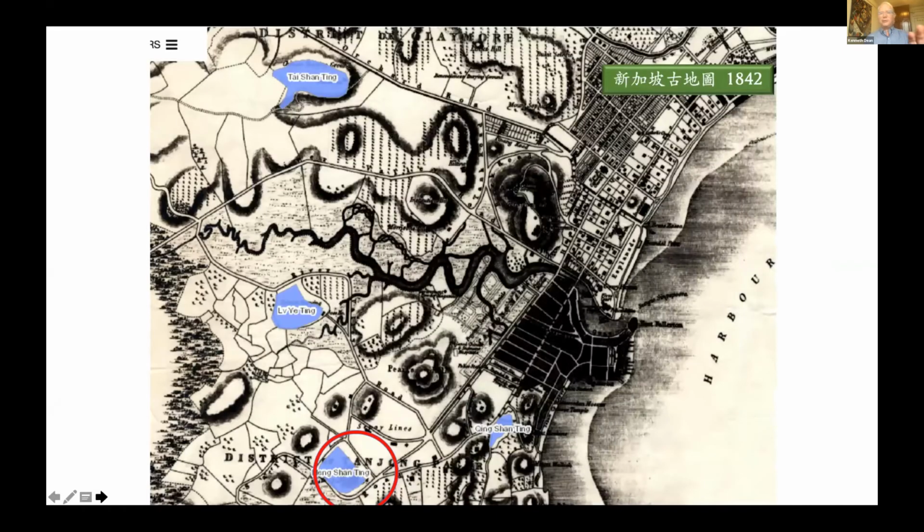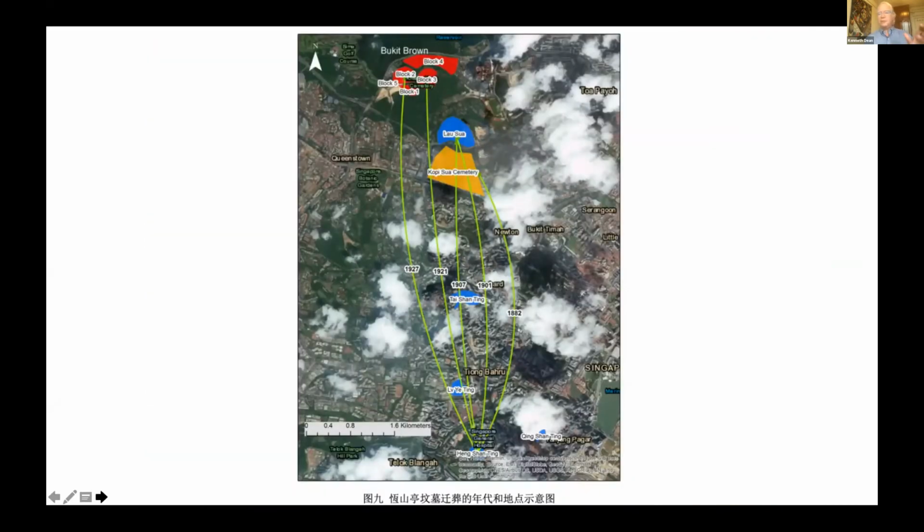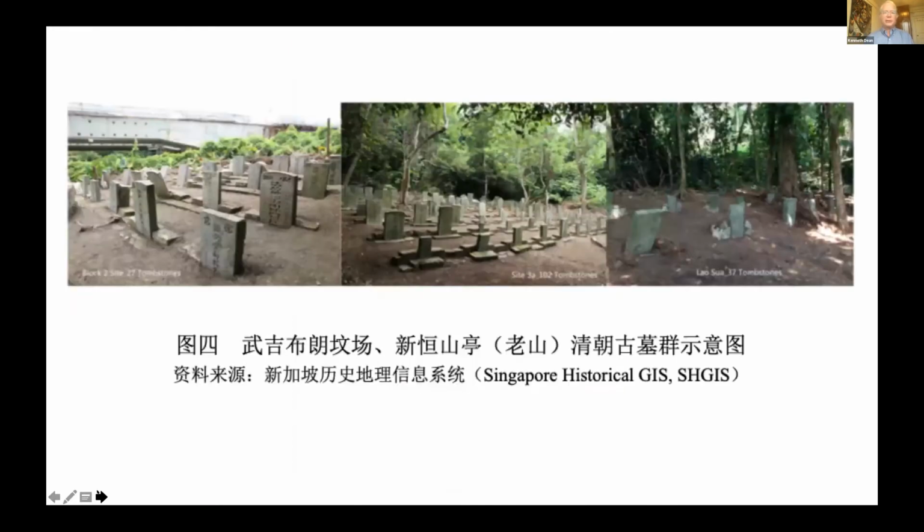These early cemeteries of the different dialect groups around old Singapore, we've been able to figure out their locations and the movements of the tombs out of them into the Bukit Brown and surrounding cemeteries that took place around the end of the 19th century and early 20th century, into clusters in Bukit Brown. So these are clusters of Qing tombs moved from their original locations.